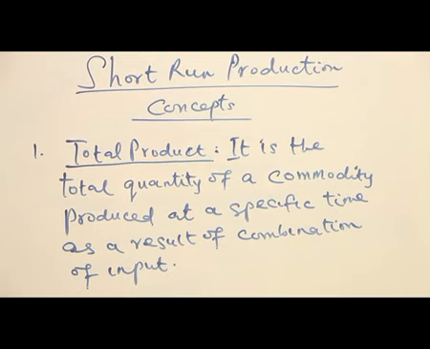So when we sum it up at a particular time, then we are talking about total product. That's why I said as a result of the combination of inputs, that is, the fixed input and variable input. When we put them together, they bring out an output. So when we sum up all the outputs gotten with a given level of input, we have total product.